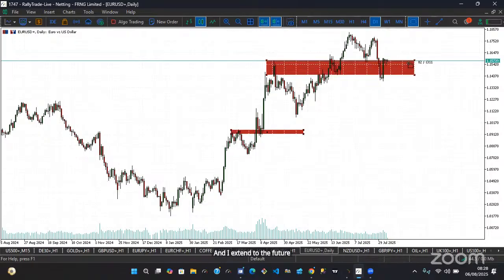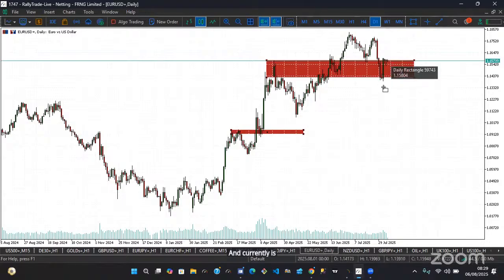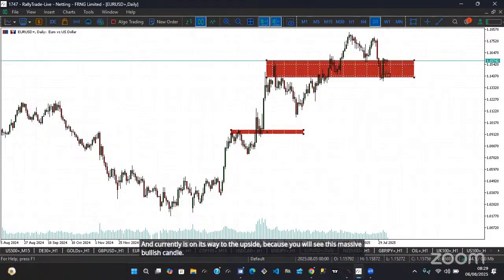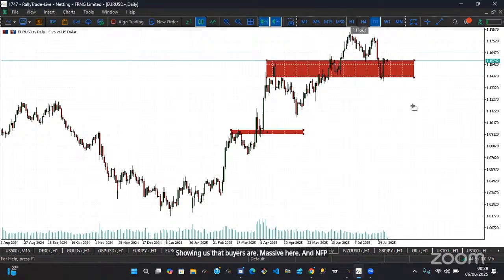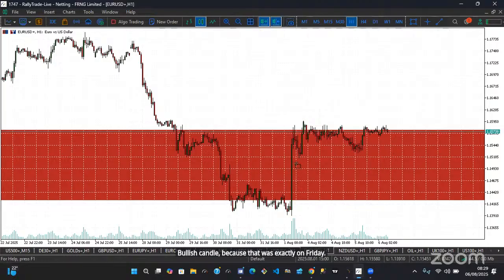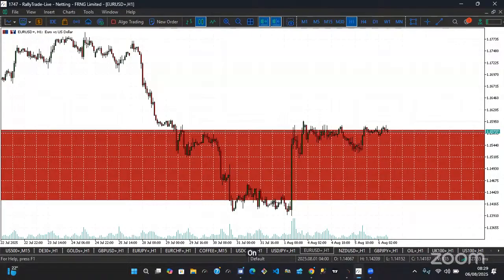You'll notice that this was a breakout, but not a perfect one. But this is a perfect breakout. First, it bounced off. Now it came deep inside and currently is where? On its way to the upside, because you will see this massive bullish candle showing us that buyers are massive here. And NFP, in fact, helped that bullish candle because that was exactly on Friday. Yeah, this was on Friday. On Friday. So it tells us that this zone is holding steady, right?